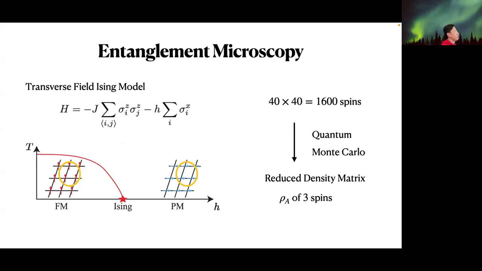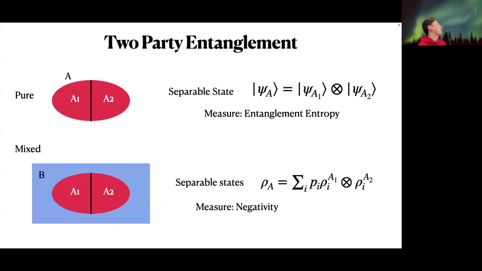In quantum Monte Carlo, that's exactly what we do. We take a large system, we sample how the system evolves, and then we record the local reduced density matrix of, say, three neighboring spins here. That way we can quantify the entanglement structure, and the information is more manageable. Here I'll first say something about two-party entanglement. For a pure state, say if you have a wave function on A, you divide it into A1 and A2, it is easy to define.